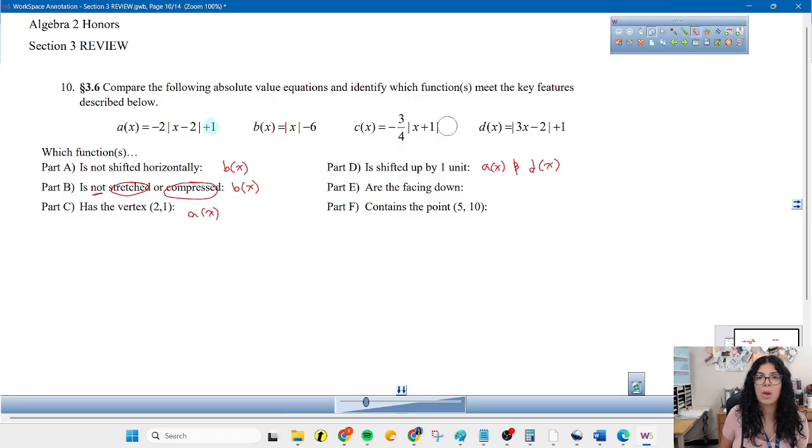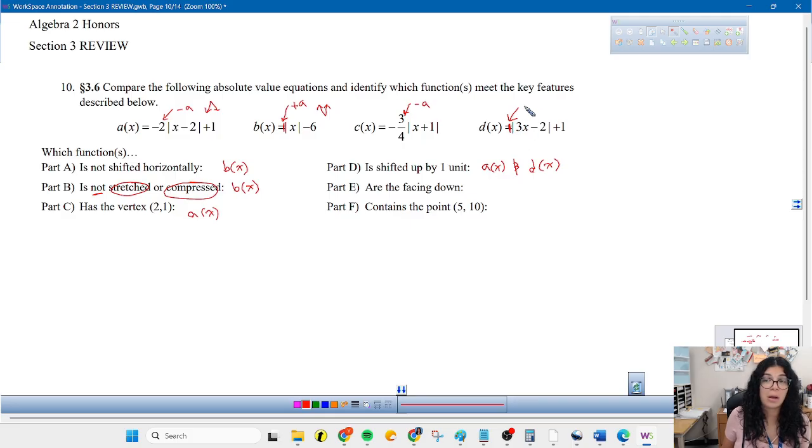Okay, next, facing down. The a value is what determines which way it's facing. If the a value is negative, like it is on this one, it will be facing down. But if the a value is positive, like it is on this one, because the coefficient will be +1, then it is facing up. So this has a negative a value, that's also going to face down. And here, again, the coefficient would be +1, so that's going to be facing up as well. So the question is which ones are facing down? That would be a of x and c of x.